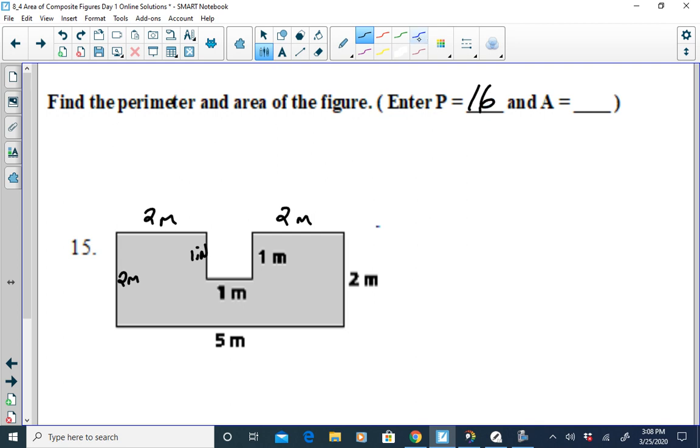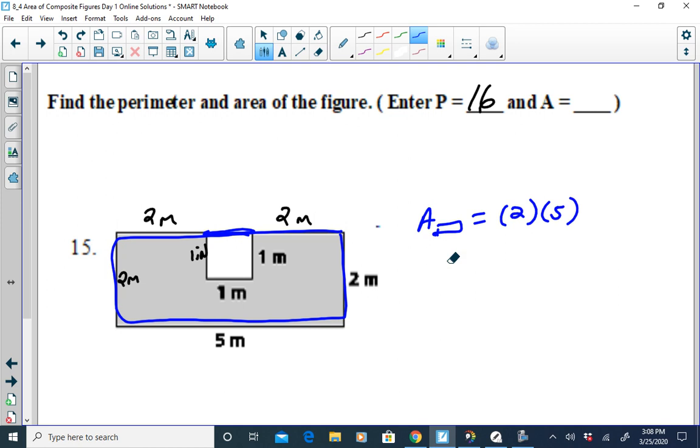Now for the area, I'm going to do this a little bit differently. I'm going to find the area of this whole rectangle and then subtract the area of the square. So the area of this whole rectangle is going to be 2 times 5, which is 10 square meters. Then I'm going to subtract this little square. I know that that's 1 times 1, which is 1. So take away 1. So we get 9 square meters for the area of the shaded figure.